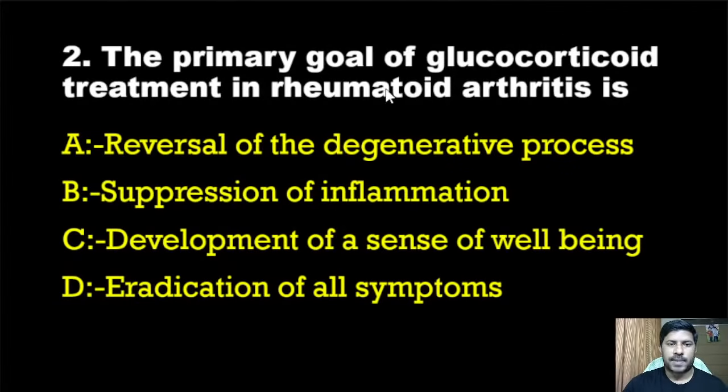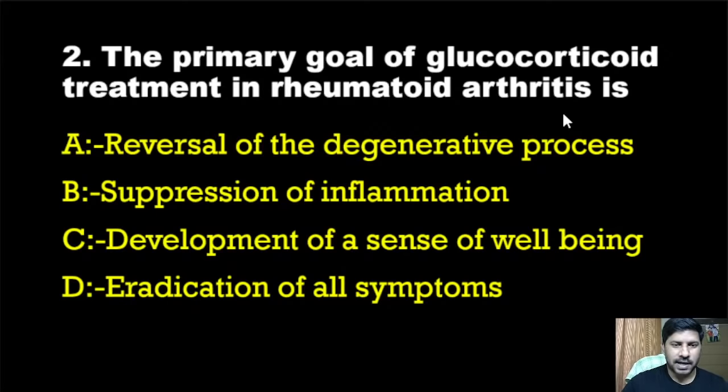Second question. The primary goal of glucocorticoid treatment in rheumatoid arthritis is: reversal of the degenerative process, suppression of inflammation, development of a sense of well-being, eradication of all symptoms.